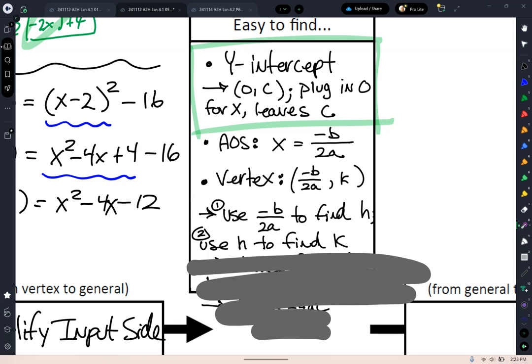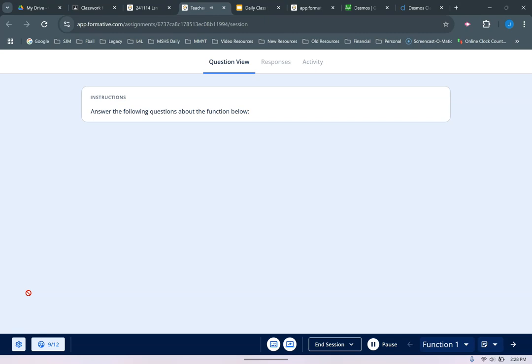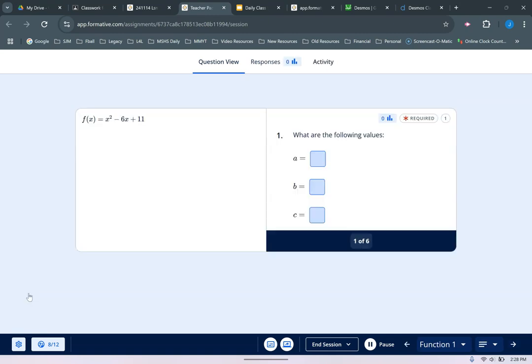Let me have you grab your iPads, and I'm going to launch a teacher-paced formative for the start. Okay, here we go. We are going to answer the following questions about the function below, and the function that we are going to work with is this one. I'll put it on the screen as well. Your goal is to find the a, b, and c values and type them in there. Go ahead and do that.